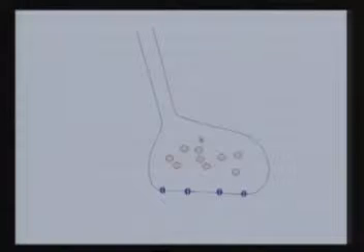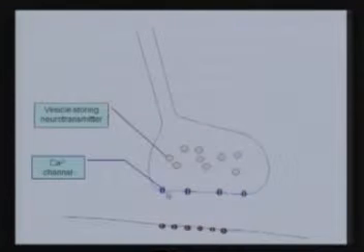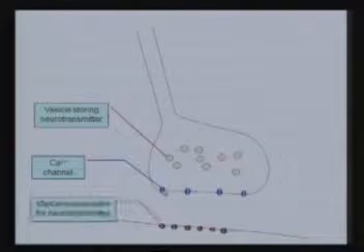This is a synaptic cleft. Here these are neurotransmitters, and this is the other neuron from where the action potential or the signal will pass. These are the vesicles storing the neurotransmitter. These are the calcium channels which play an important role. These are the membrane receptors for neurotransmitter.